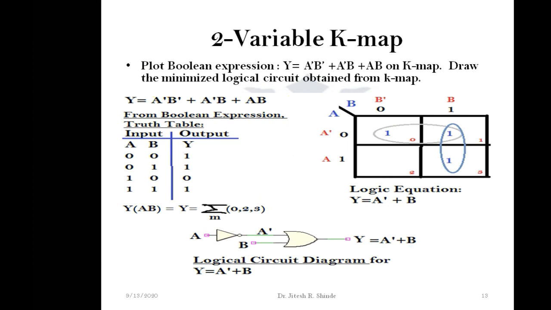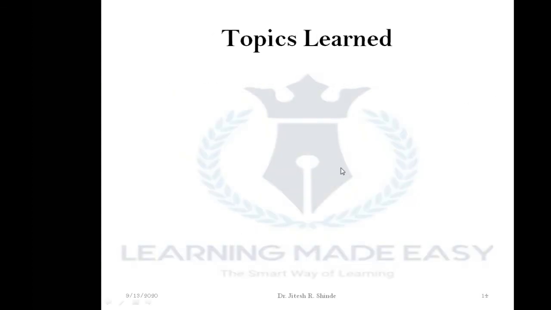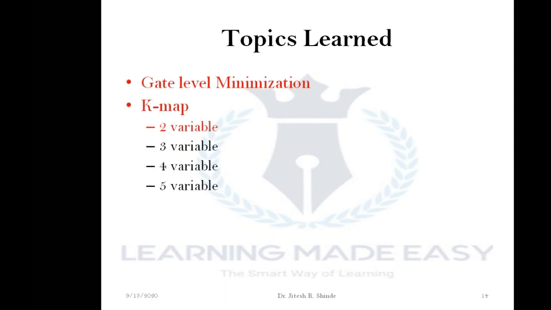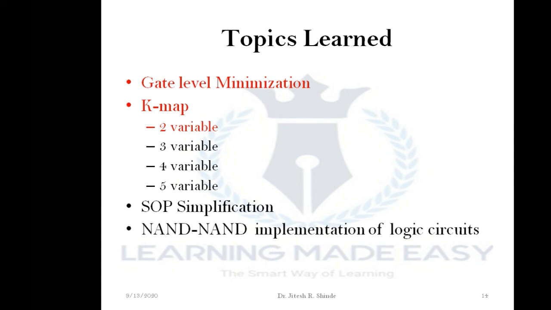Thus in this session we have learned gate level minimization, the necessity of gate level minimization, and K-map using 2 variable SOP simplification, as well as the 2 level implementation, that is AOI implementation.